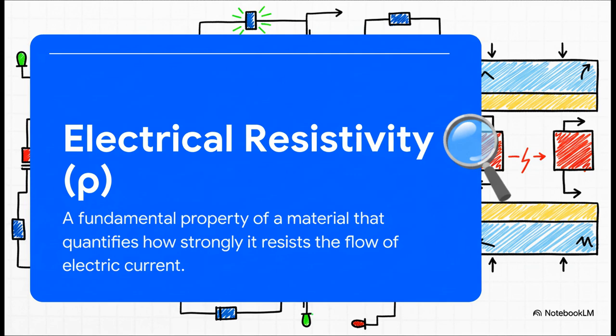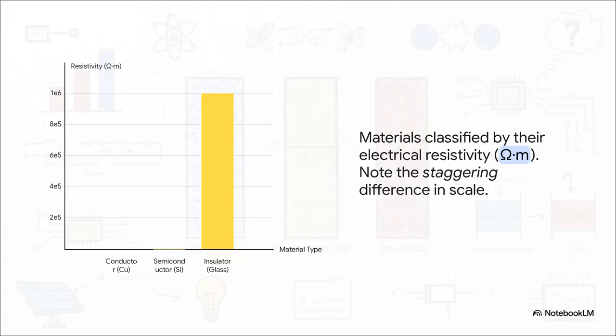And all it does is tell us exactly how much that material pushes back, how much it resists an electric current trying to flow through it. Super high resistivity, bad conductor. Super low resistivity, you've got a great one. And when you actually look at the numbers, the differences are, well, they're insane. It's not like a little difference, it's a huge difference.